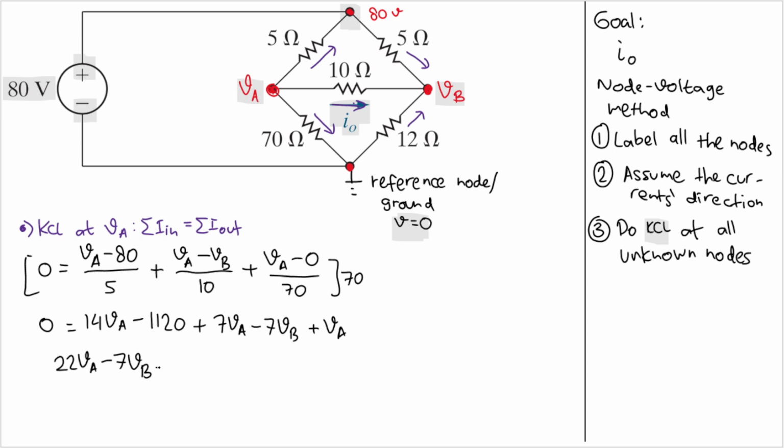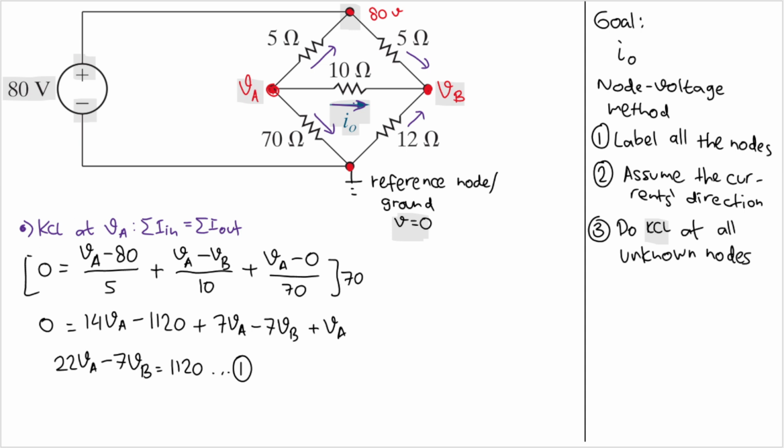Okay, and that will equal to 1120. And I think nothing more that we can do here. Let's set this as equation number 1. Okay. And now let's do another KCL, but this time at VB, right? Because we already done at VA.